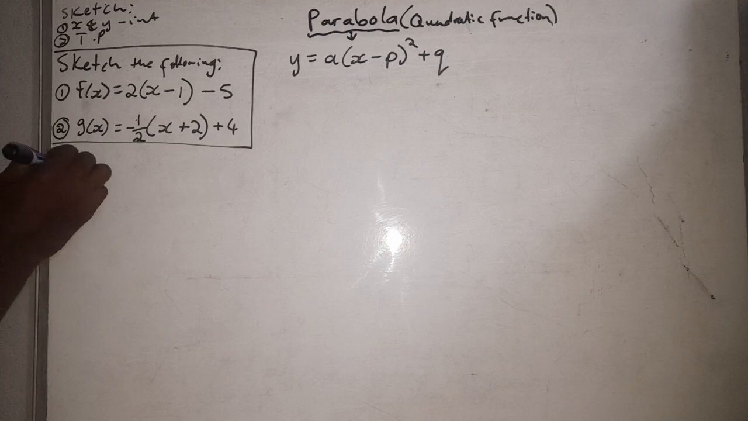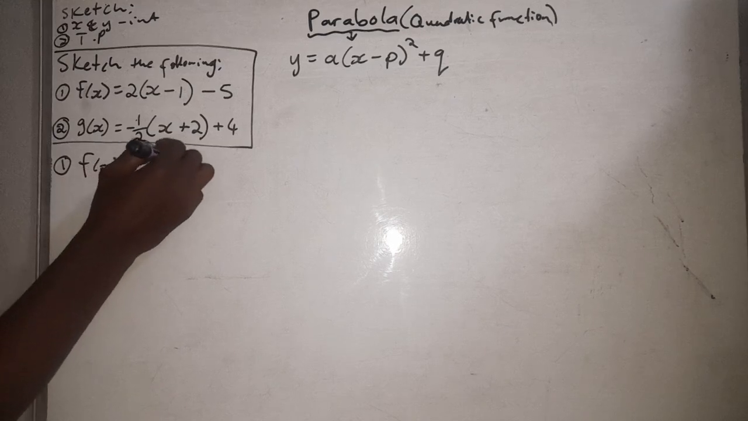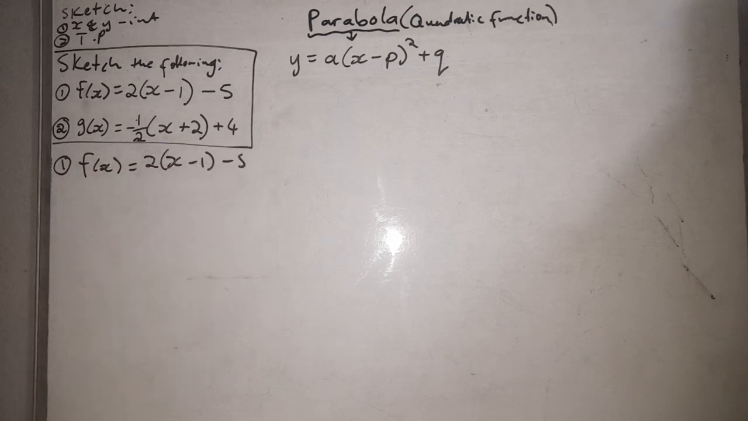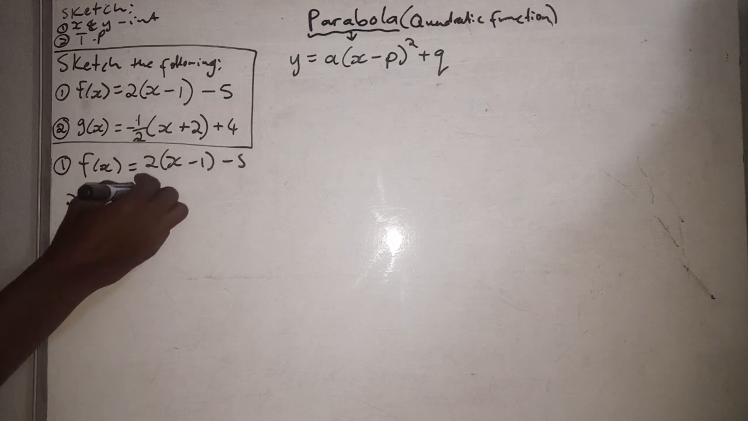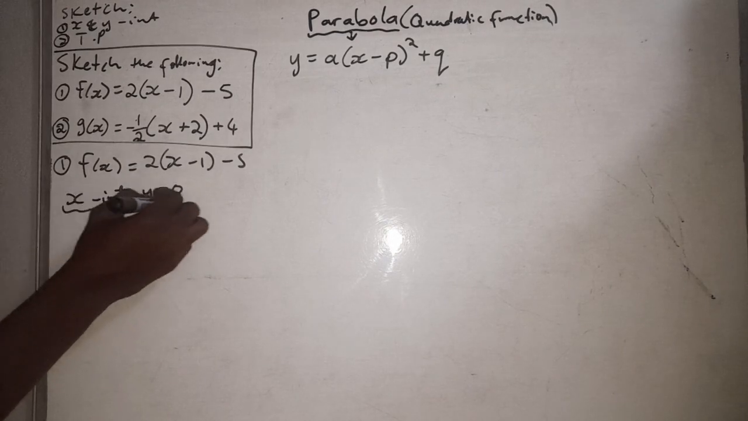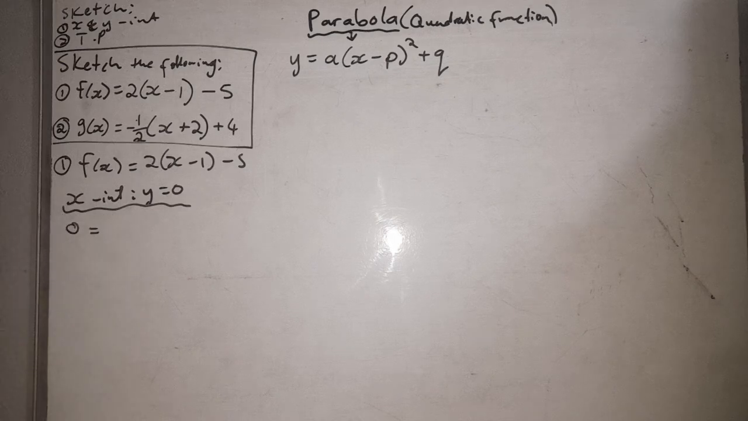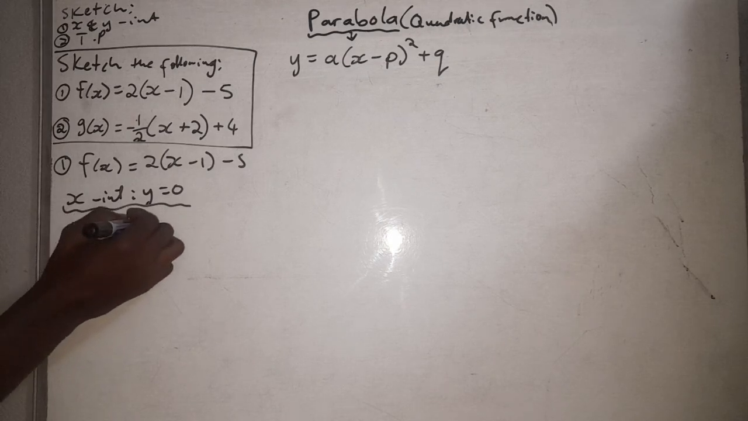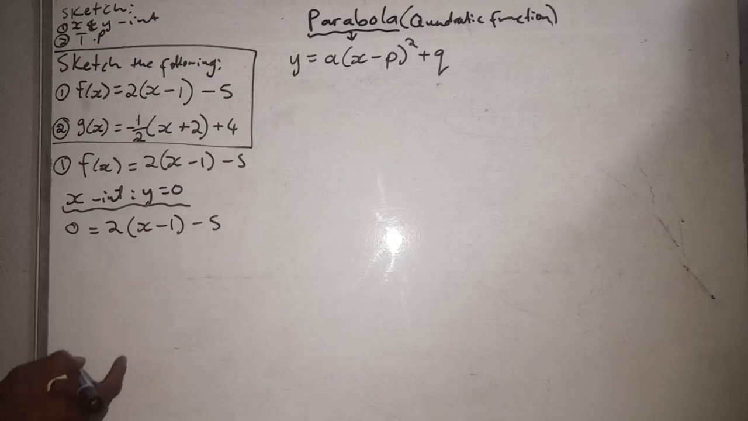So for the first function, f(x) is given to be 2(x minus 1) minus 5. They said sketch, so let's find the y-intercept and the x-intercept. I'm going to start with the x-intercept. y equals 0, that's a rule. Then in the place of y, I'm going to plug in 0: 0 equals 2(x minus 1) minus 5. Make x the subject.